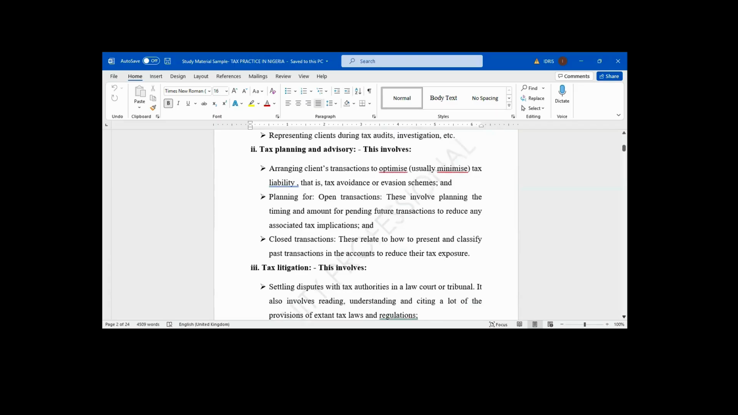What is tax planning? In tax planning and advisory, we are helping clients to arrange their transactions. We are helping clients to carry out tax planning so that they can minimize their tax. We also help them to classify some of their transactions to reduce their tax exposures. So this is under tax planning and advisory.